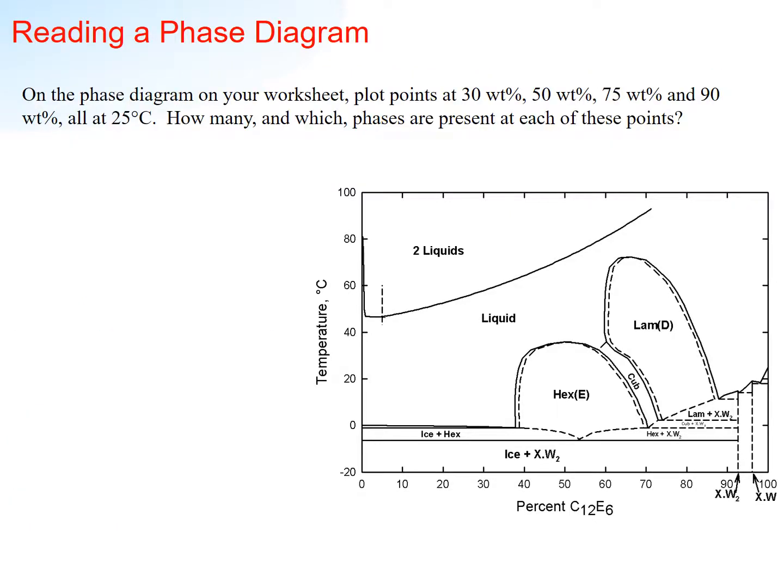So now on the phase diagram on your worksheet, I want you to plot points at 30 weight percent, 50 weight percent, 75 weight percent, and 90 weight percent surfactant in water, all at 25 degrees C. When you've done that, identify how many phases are present at each of those points and what those phases are.